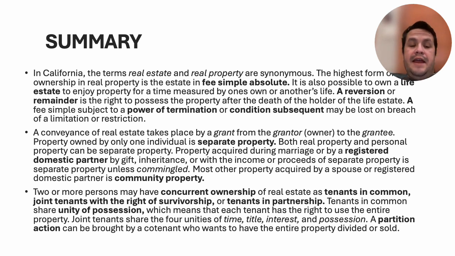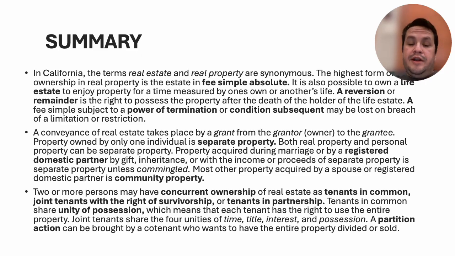Okay. A conveyance of real estate takes place by a grant from the grantor, right? Super important. The grantor is the owner, to the grantee, the person they're passing that property to. Property owned by only one individual is separate property. Both real property and personal property can be separate property.